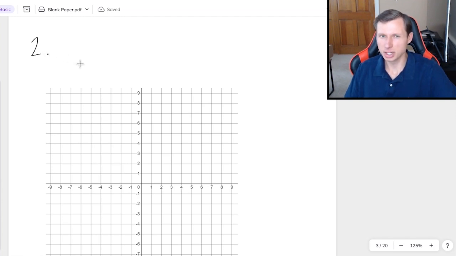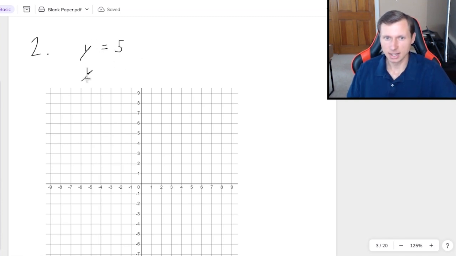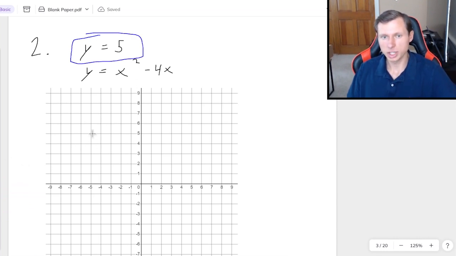I'll admit this one's going to be harder, but I want to show you something cool. So the first equation is going to be y equals 5, an easy horizontal line. And the second equation is going to be y equals x squared minus 4x. Oof, how do we do that? Well, obviously it's not in y equals mx plus b, so I'm not even going to try and do that. I guess the first thing I'll do is graph y equals 5, which I know is just a horizontal line with a y-intercept of 5. It's going to look like that.